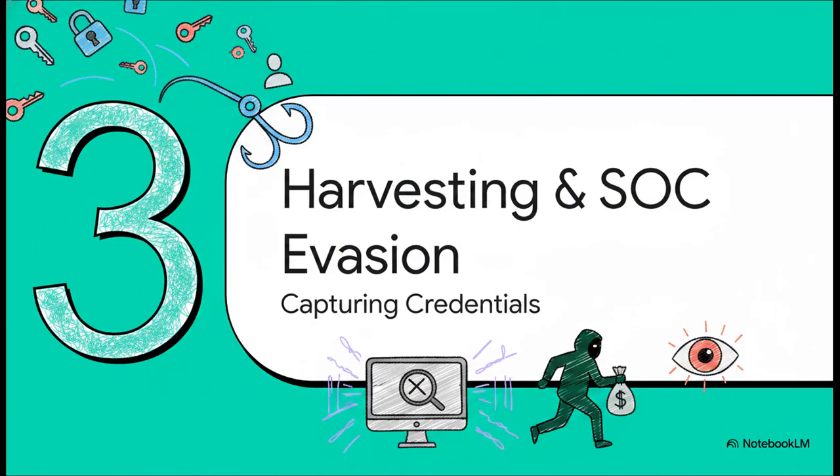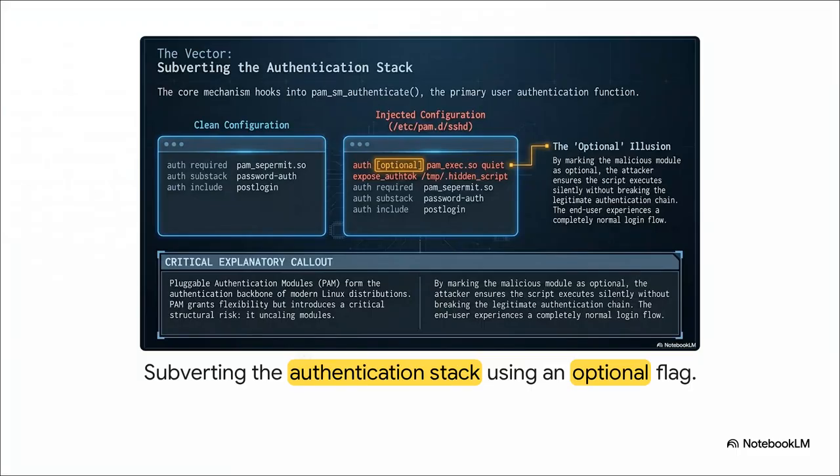All right, Section 3, Harvesting and SOC Evasion. Let's see how this thing actually captures those credentials while simultaneously creating a literal illusion for your security operations center. So the attacker injects a malicious PAM_exec line into the SSHD configuration. But here's the trick. They mark it with the optional control flag. That's the illusion right there.